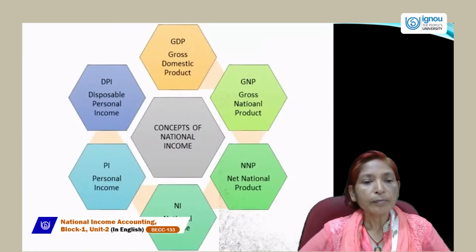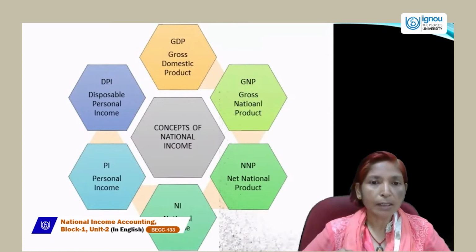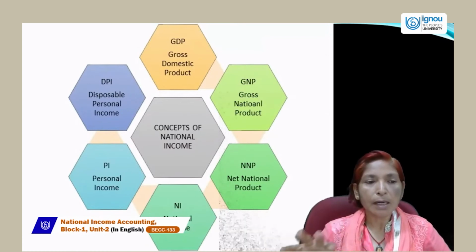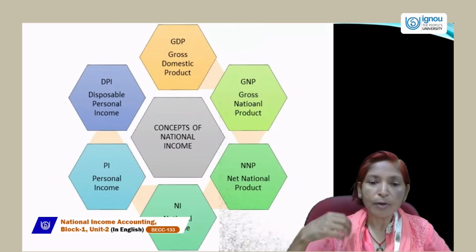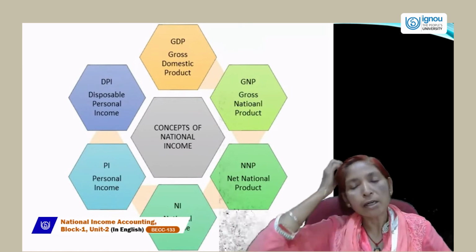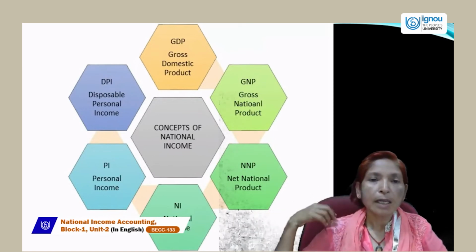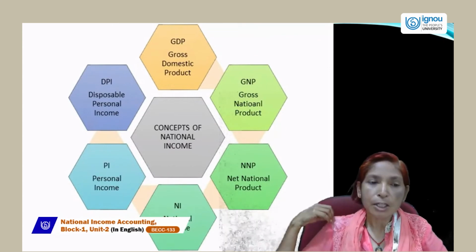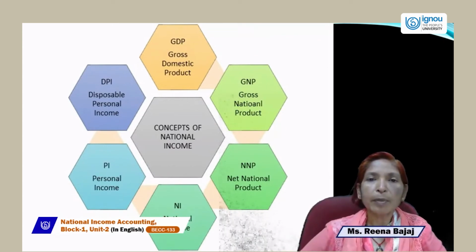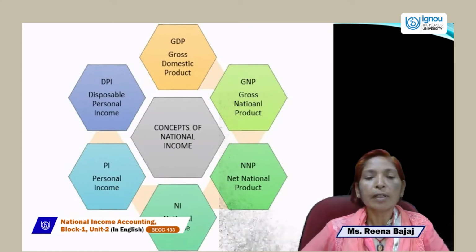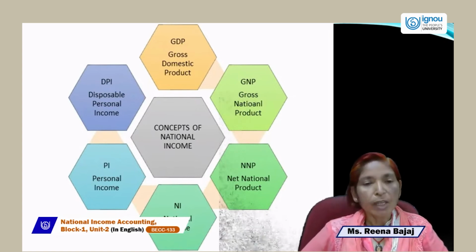Next are the different concepts of national income, like GDP, which we have discussed. GNP is gross national product. NNP is net national product. And NNP at FC is national income. Next is personal income and disposable personal income. So all these are the aggregates of national income.